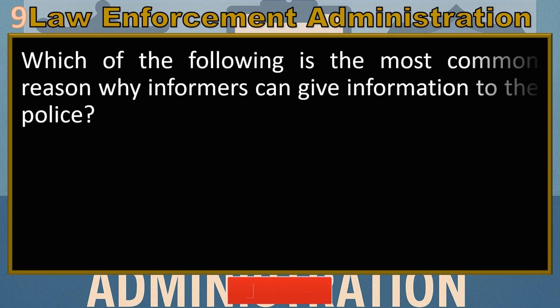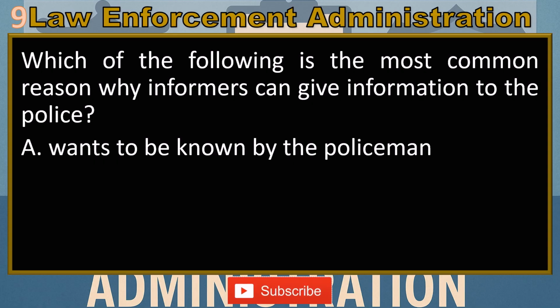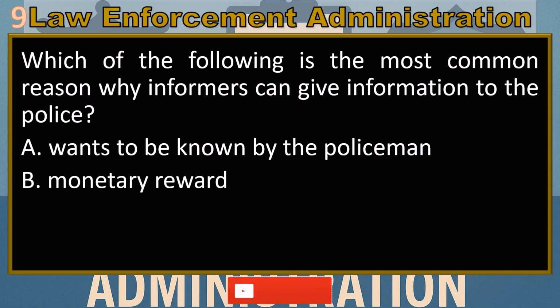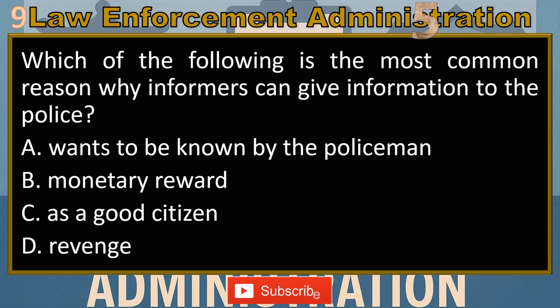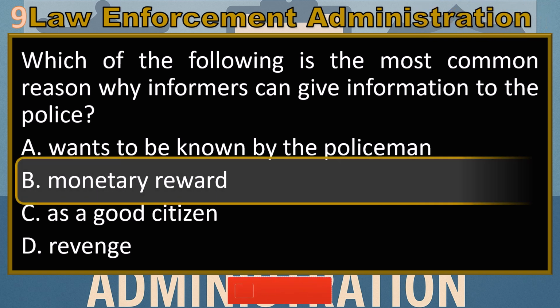Which of the following is the most common reason why informers can give information to the police? Letter A, wants to be known by the policeman. Letter B, monetary reward. Letter C, as a good citizen. Letter D, revenge. In the next 5 seconds, select the best response from the available options. 5, 4, 3, 2, 1. The letter of the correct answer is B, monetary reward. Among the following, the most common reason why informers give information to the police is the monetary reward.